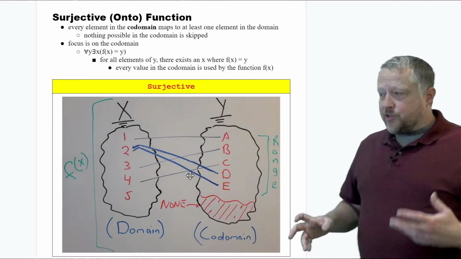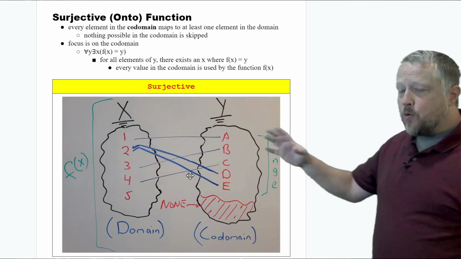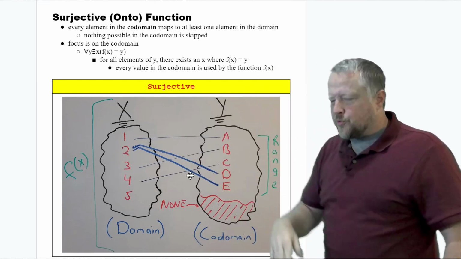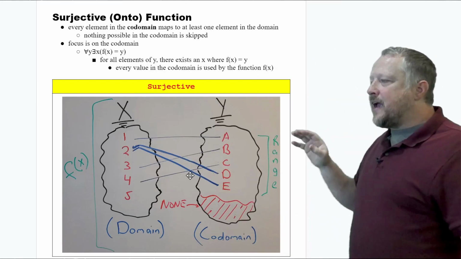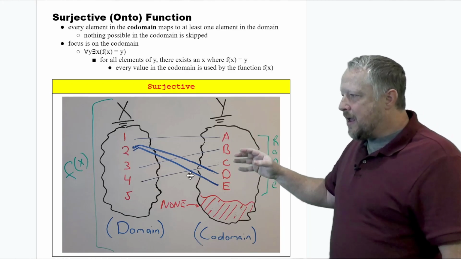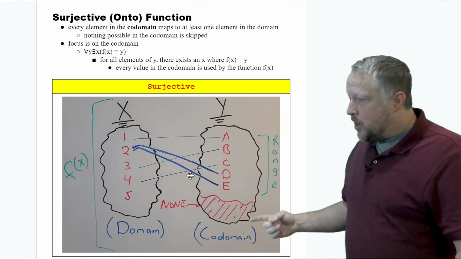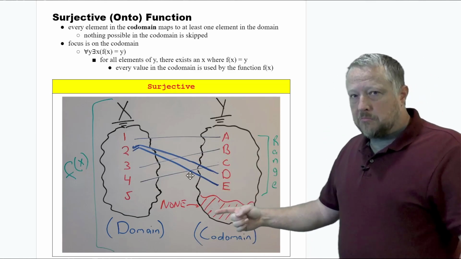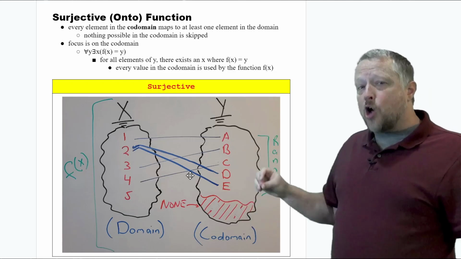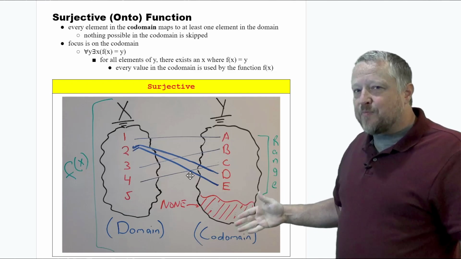Our next one is called a surjective or onto function. Now, by the way, "onto" is literally one word, so long story. But anyway, every element in the codomain maps to at least one element in the domain. So notice this is empty. The Bermuda Triangle is completely empty. The range and the codomain are a perfect match. There's nobody left behind here.